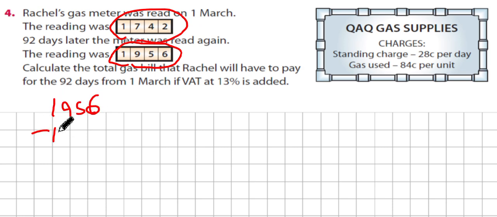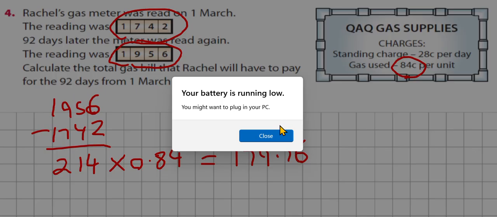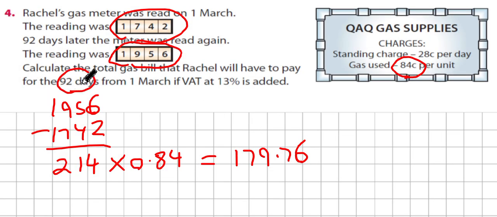Take the two numbers away from each other. 156 minus 1742. What do you get? 214. Multiply the 214 by 84 cents. And what do you get? 179.76. Then you realize that you have 92 days, don't you? 92 days multiplied by 0.28.